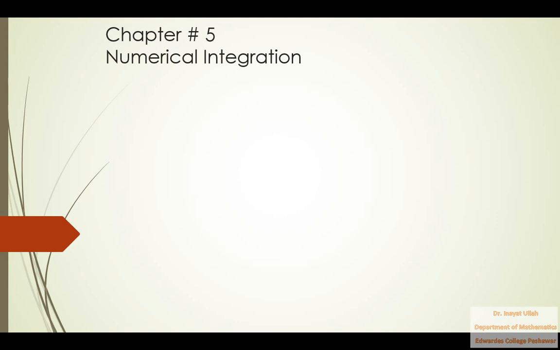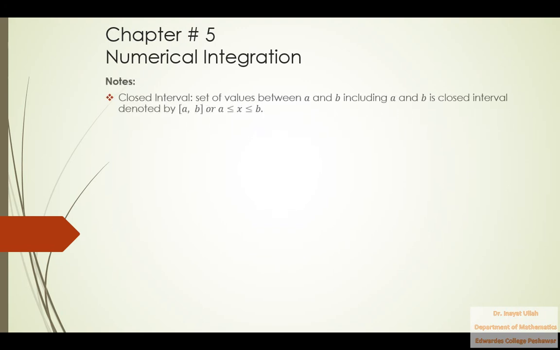Today we will start chapter number 5, whose title is Numerical Integration. So integration numerically will be dealt with in this chapter. There are some hints for you.